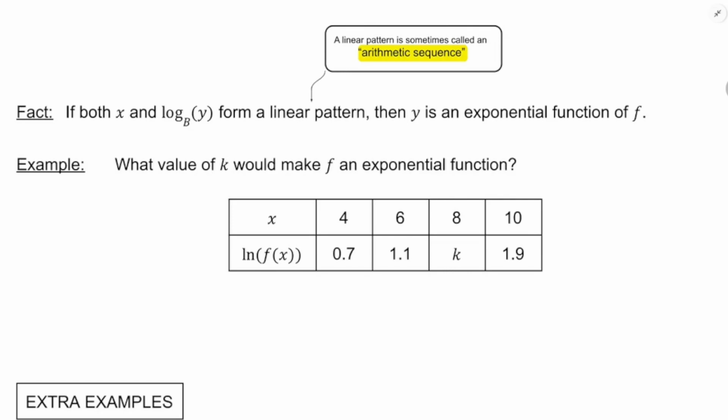So what value of k would make f an exponential function? Okay, I just need to see a linear pattern between x and f of x on the values here. Plus 2, plus 2, plus 2, that's good. Plus 0.4, and then this went up by plus 0.8, so I must be needing to go up by 0.4 each time, so k equals 1.5.